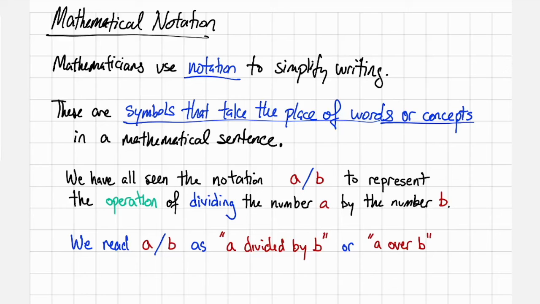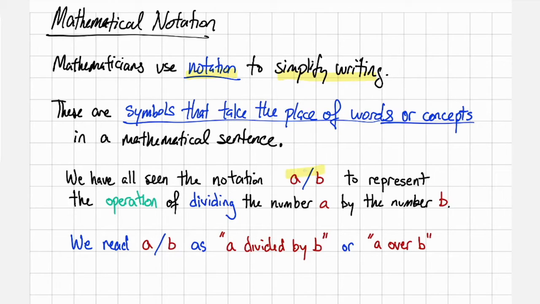Welcome back. In this video, we'll talk about another tool that mathematicians use to streamline their thinking. Mathematicians use notation to simplify their writing. Notation are symbols that take the place of words or concepts in a mathematical sentence. We all have experience with symbols in mathematics.